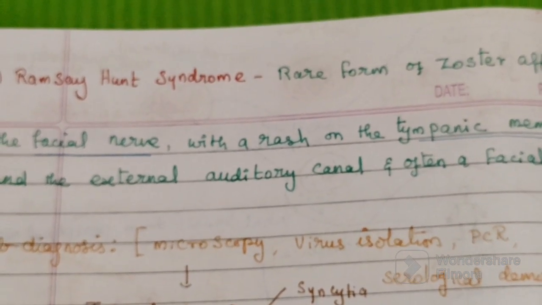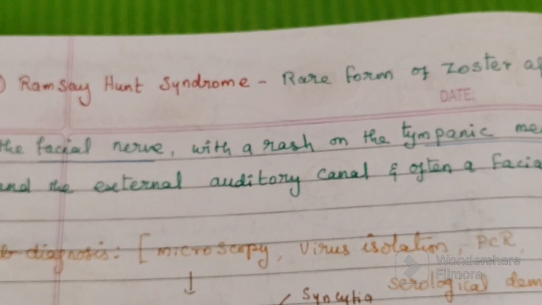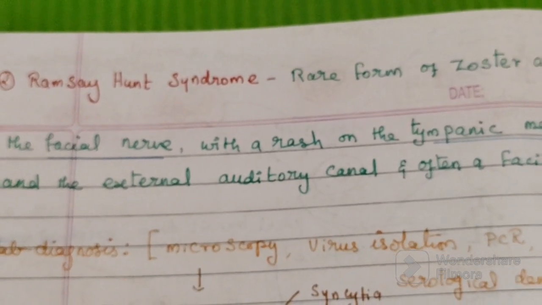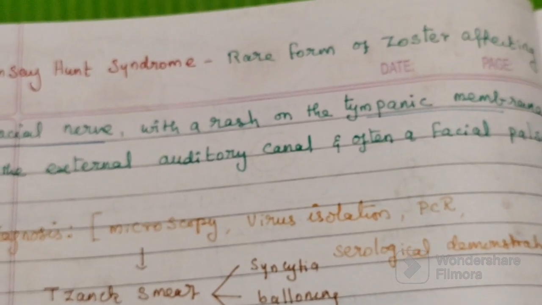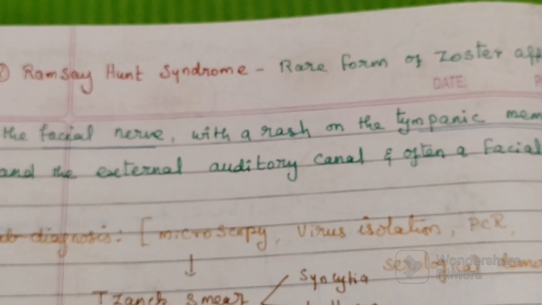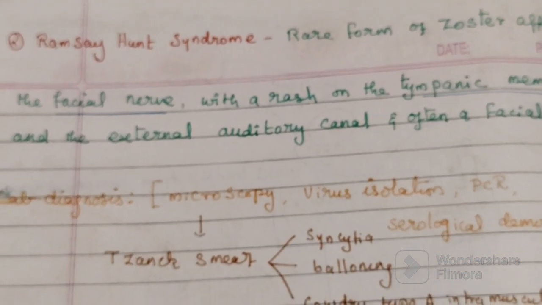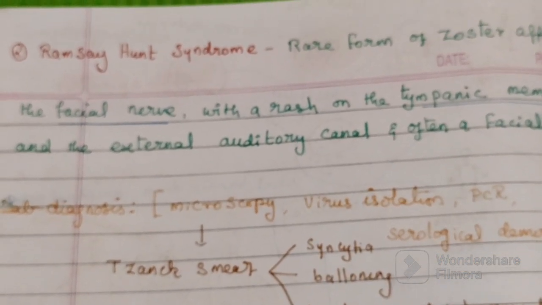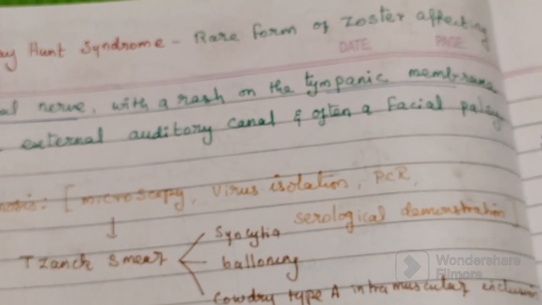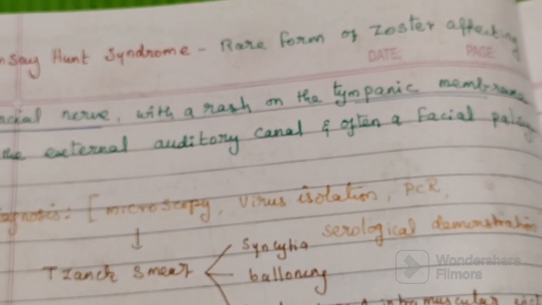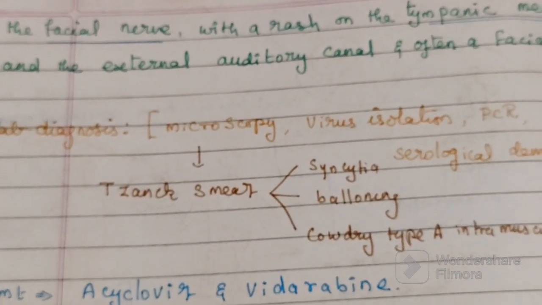So the patient has rashes inside the ear on the tympanic membrane. This is called Ramsay Hunt syndrome. Basically two nerves are involved, the facial nerve and the ear nerve. These are the two clinical features of shingles, zoster.